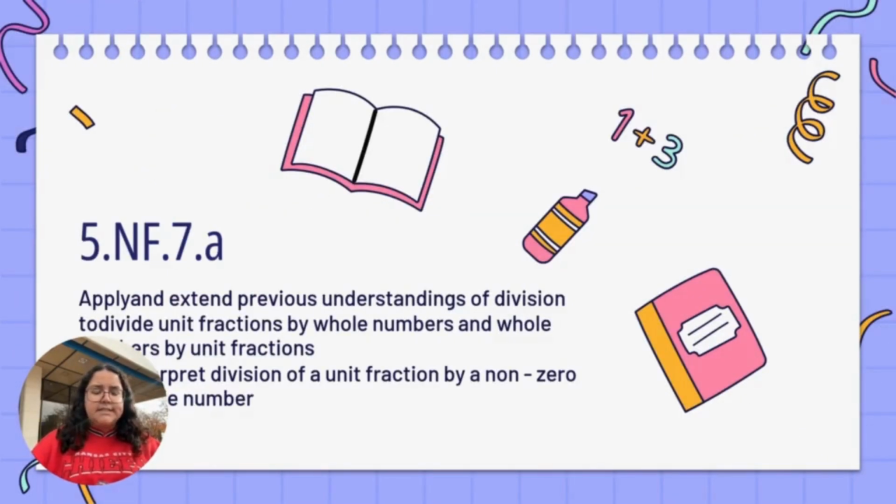The California state standard we have chosen to accompany our lesson is 5.NF.7.A. Apply and extend previous understandings of division to divide unit fractions by whole numbers and whole numbers by unit fractions. Interpret division of a unit fraction by a non-zero whole number.